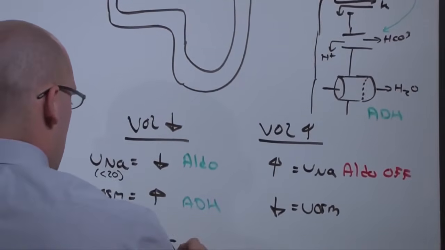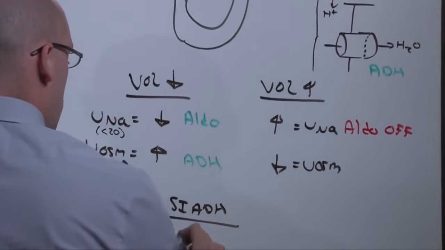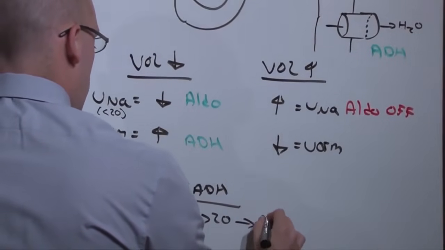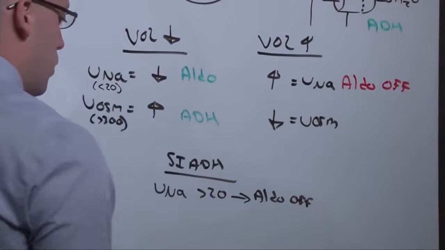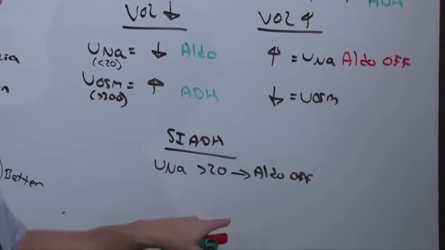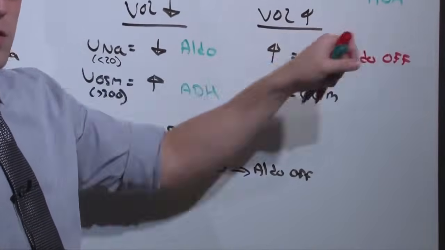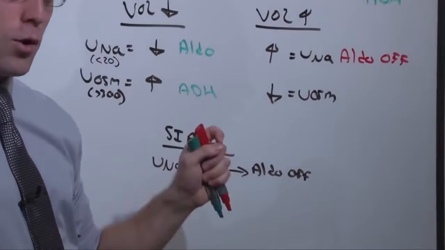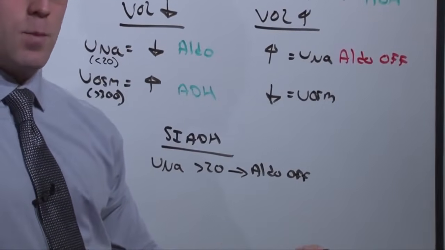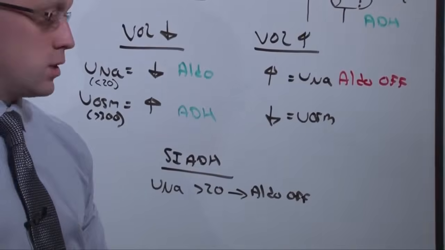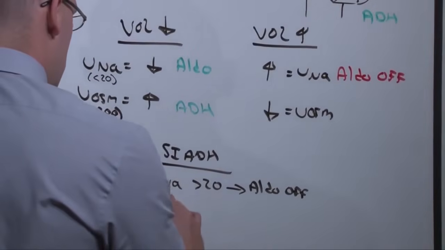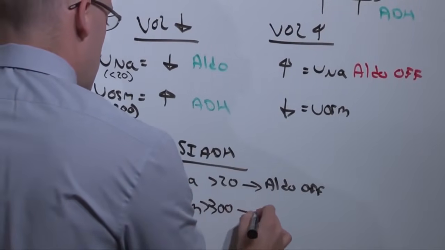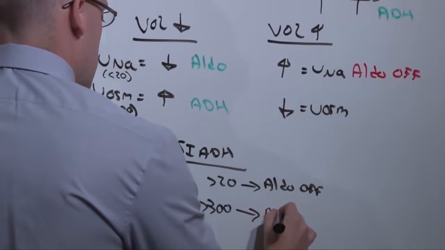In the setting of SIADH, the urine sodium will be elevated, greater than 20, implying that aldo is off. Aldo is doing what it's supposed to do and is turning itself off. However, ADH is inappropriately turned on, even though aldo is off. So the amount of water reabsorbed into the body is high, the amount of water that goes into the urine is low, so the urine osms are going to be high, indicating that ADH is on.